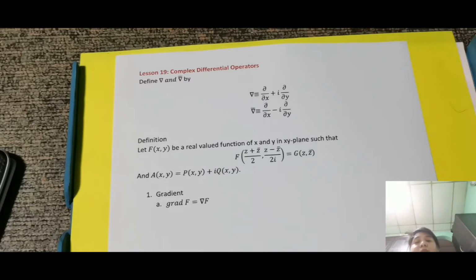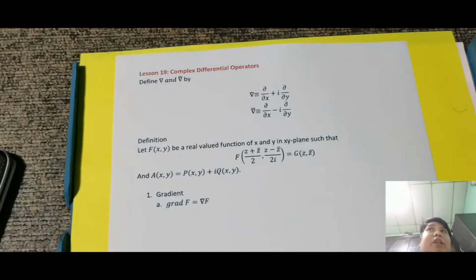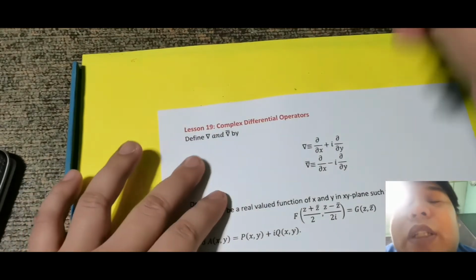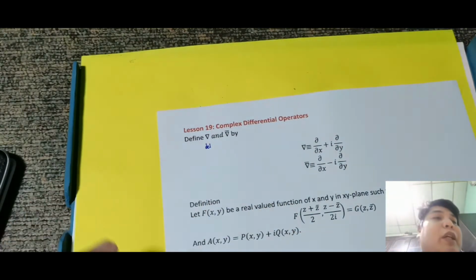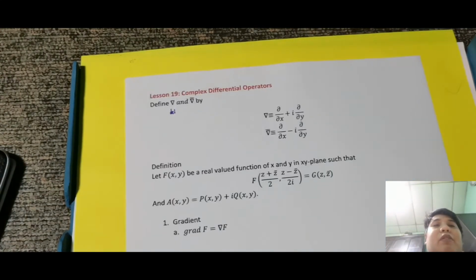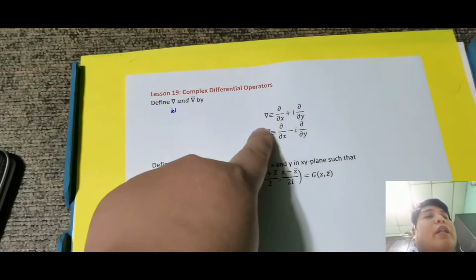Okay, so let's talk about this. So define that triangle or that symbol. So inverted triangle siya. So that is del. This symbol is read as del. So hindi yung public something na yun ha. Baka isipin mo yun na del. Okay, so define del and del bar by this.